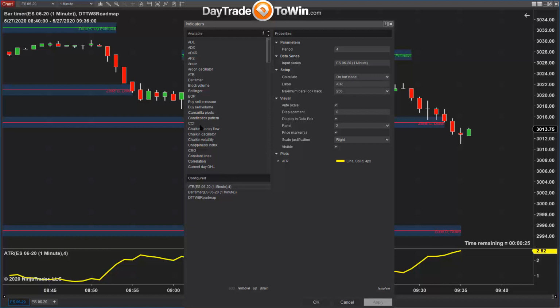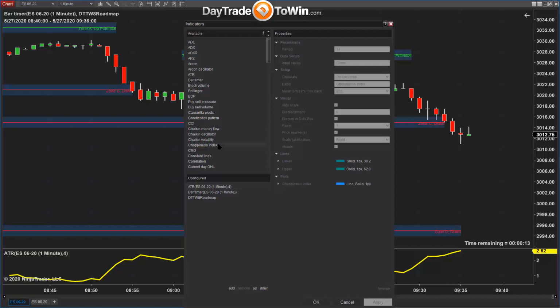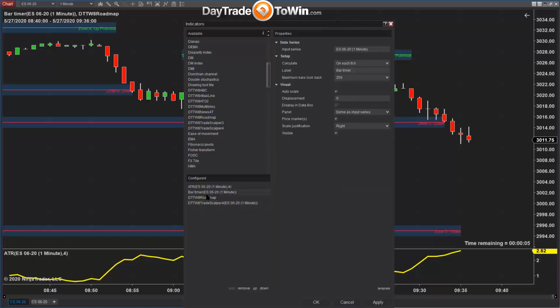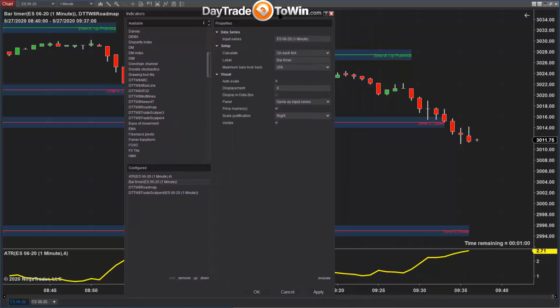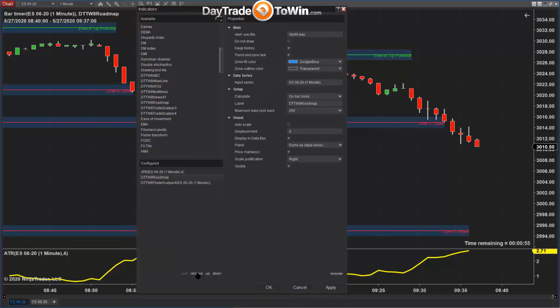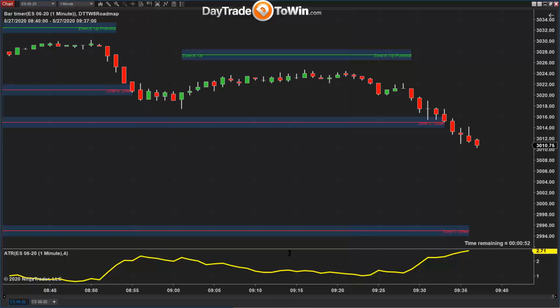So let me add here a few of the indicators to the chart. The indicators are the DayTradeToWin indicators. Answer your questions. I'm going to show you the software in action as well. Let me take a quick look here. Take a look at the trade scalper. And I'm going to remove here the roadmap. Roadmap is one of the methods that we teach in the mentorship program. I'm going to remove that. I'm just going to focus on the trade scalper for right now.